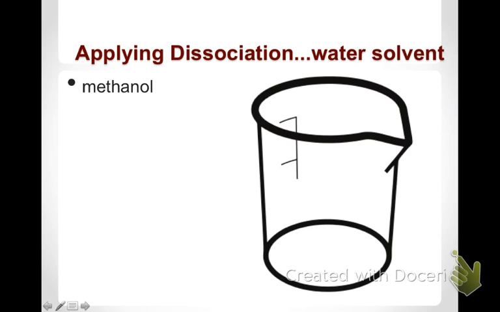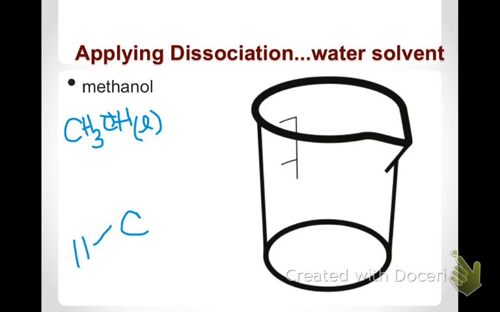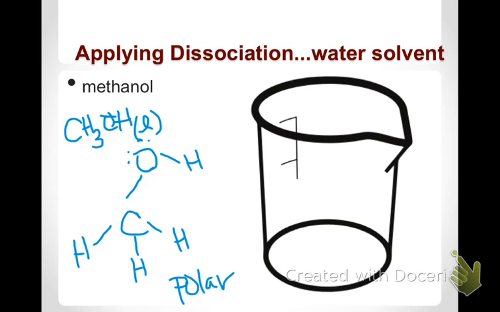Okay, this will be our last one here that we do. Methanol is an alcohol, and it is CH3OH. And it is a liquid. It looks like this. And it is polar. Okay, so it's not ionic. Okay, so that gets us to the right of our flow chart, but it is polar.